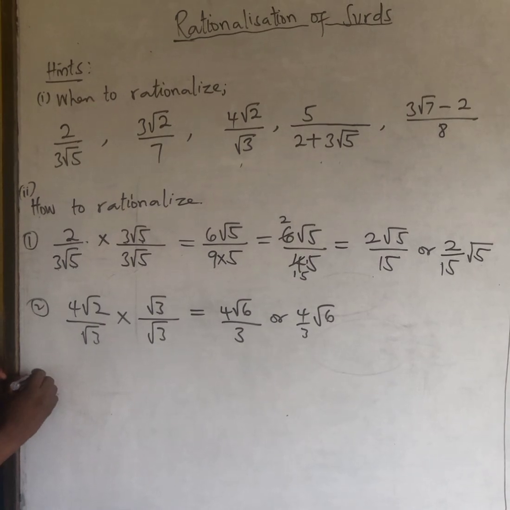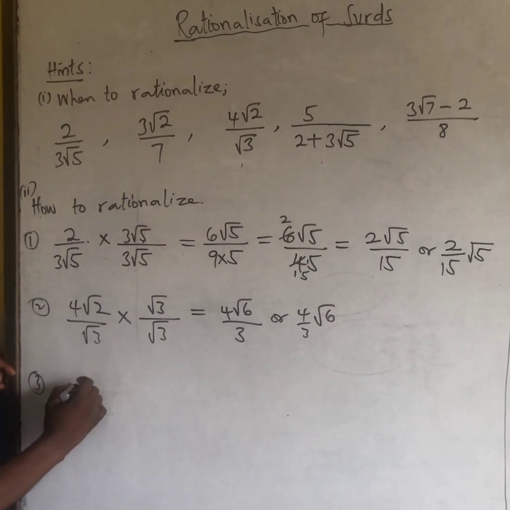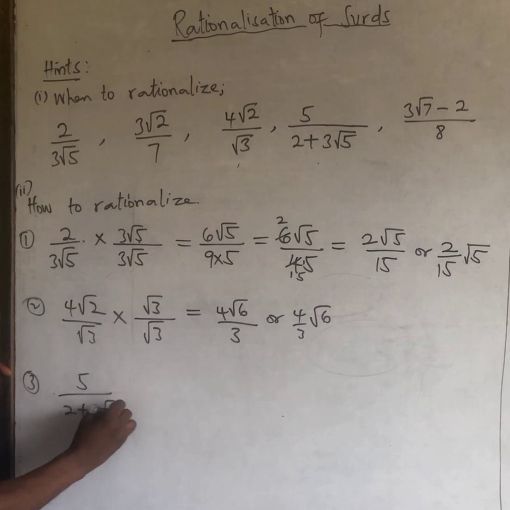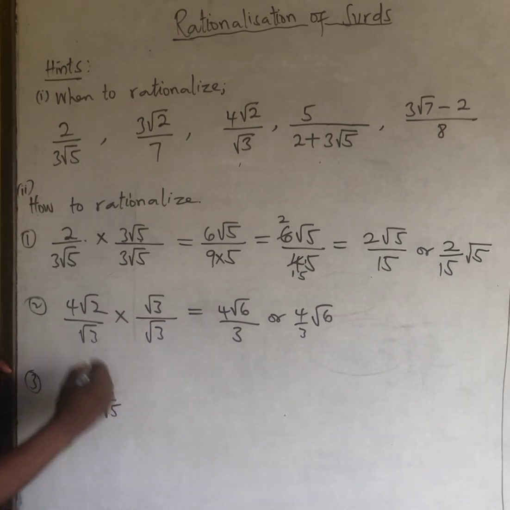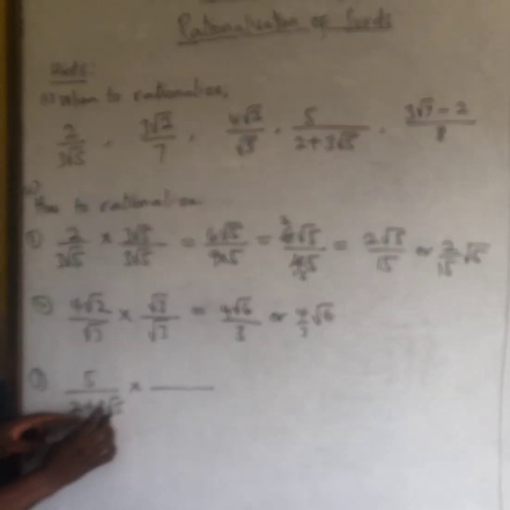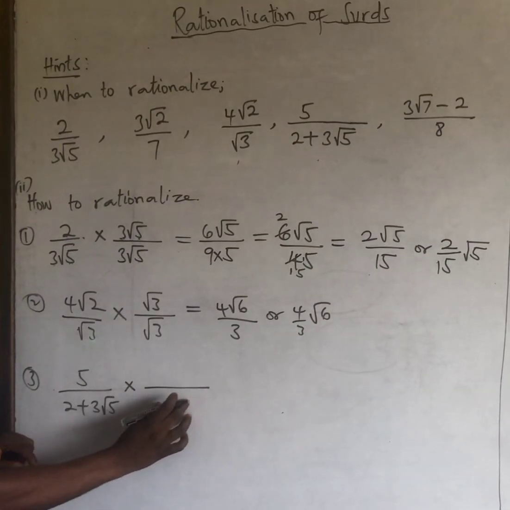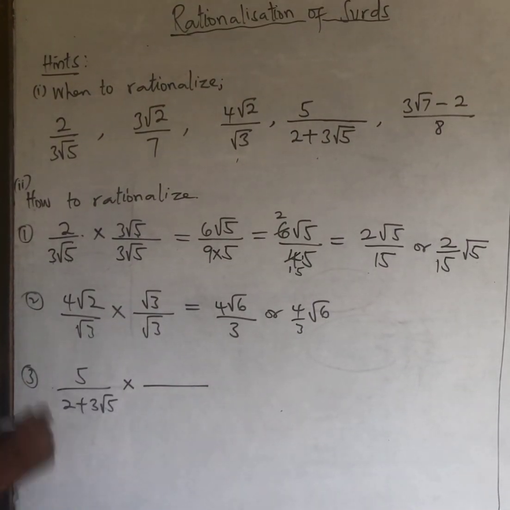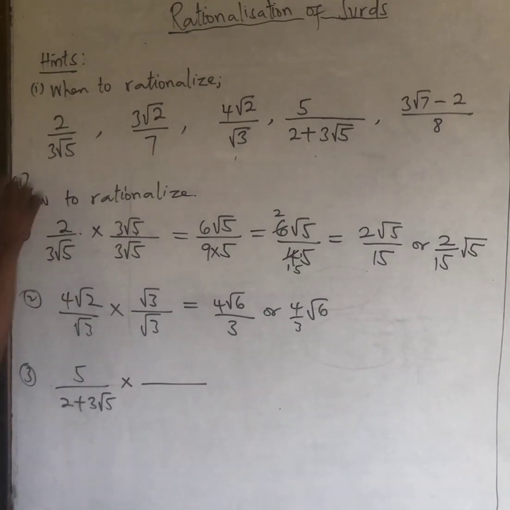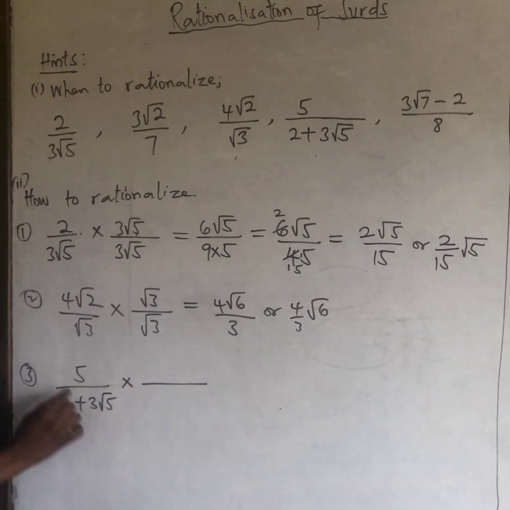Alright? Then, if you look at the next one, it says 5 over 2 plus 3 root 5. Now, I told you that whenever you want to rationalize, you create a fraction. Yes, we now put this one here and this one also down, up and down. But you observe that all the ones we have been doing are single surds. But this one is not a single surd.